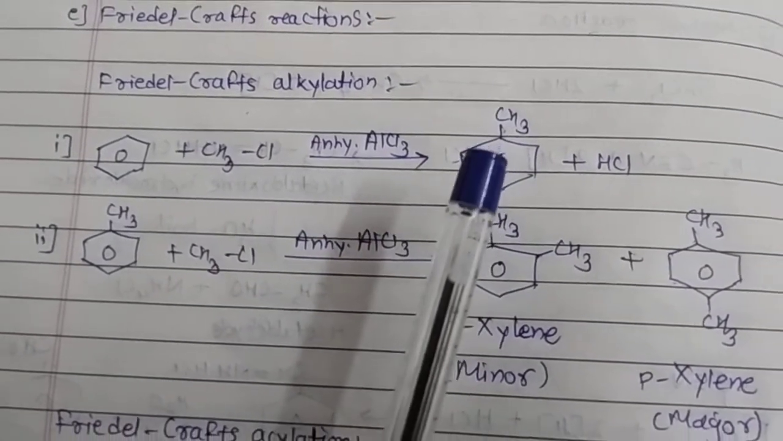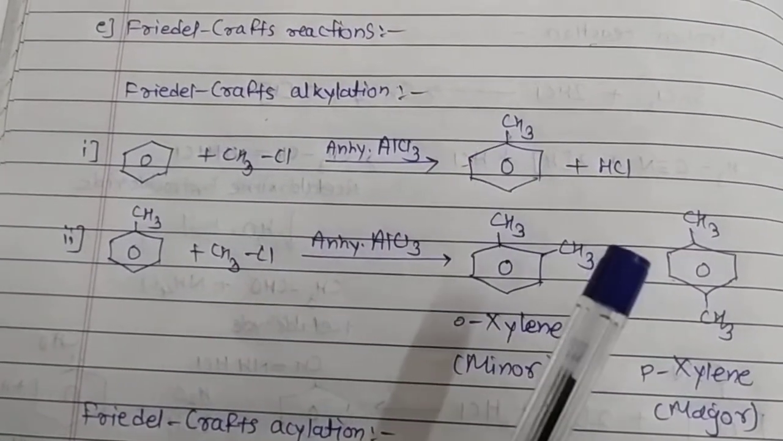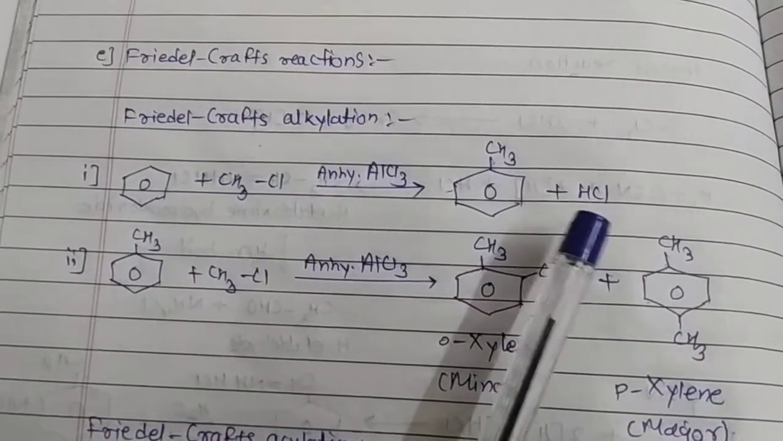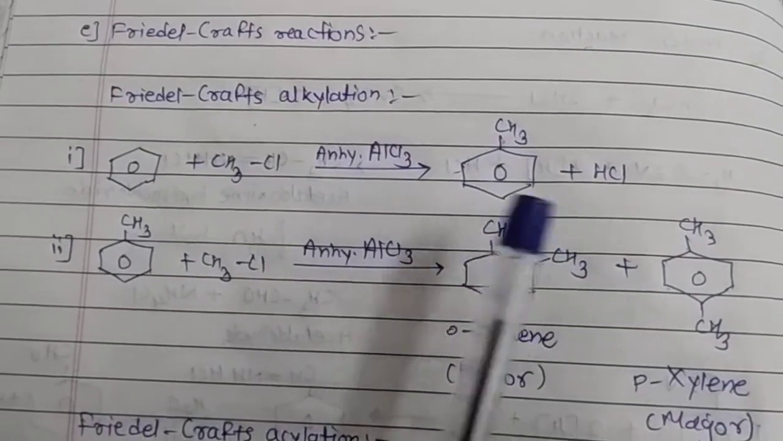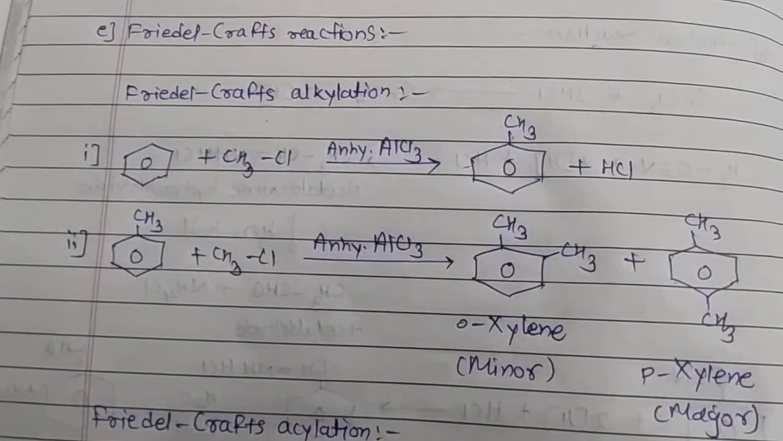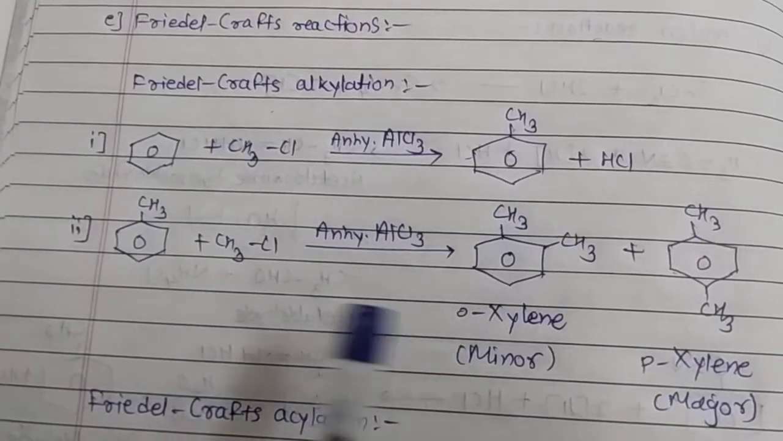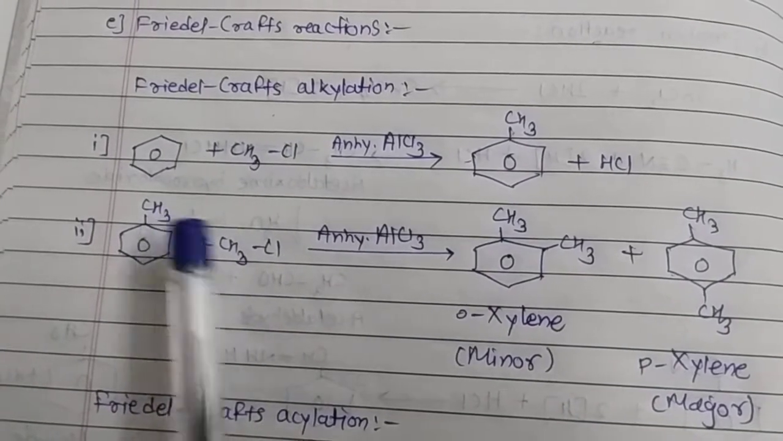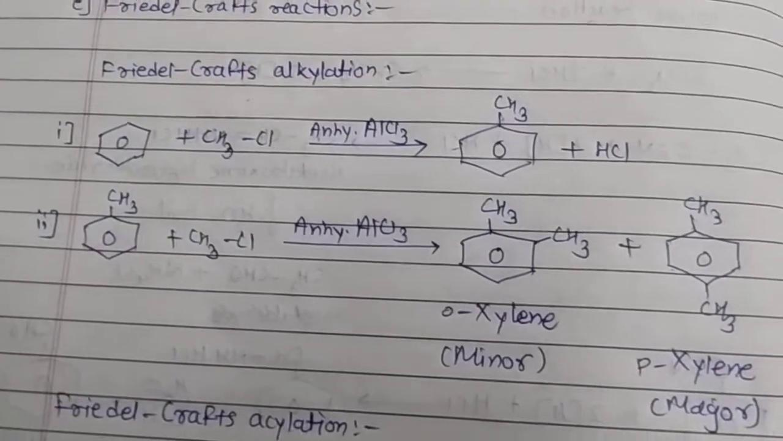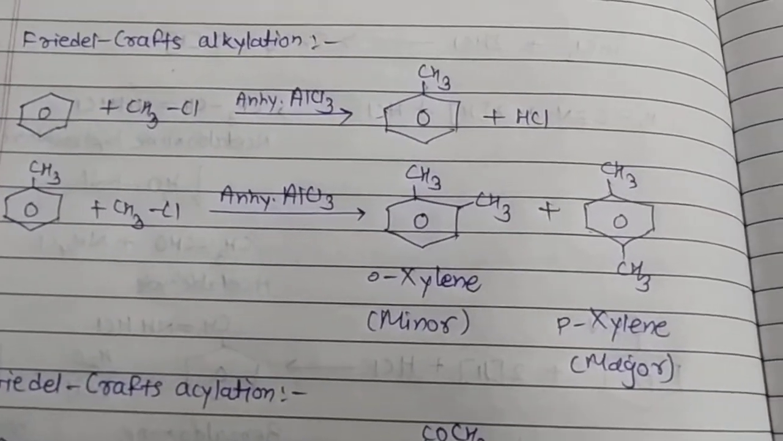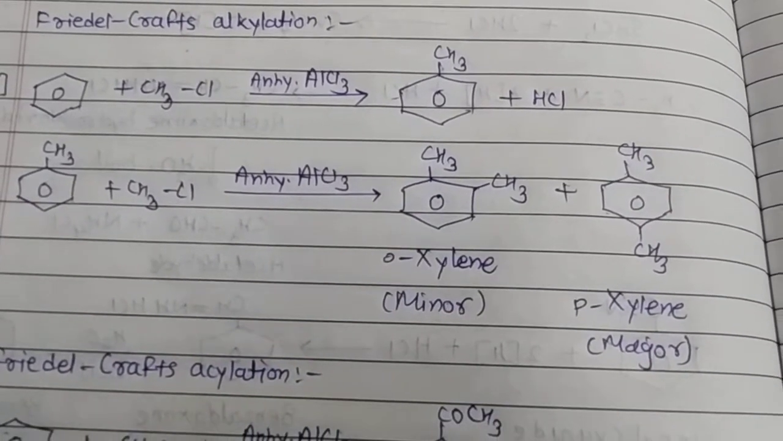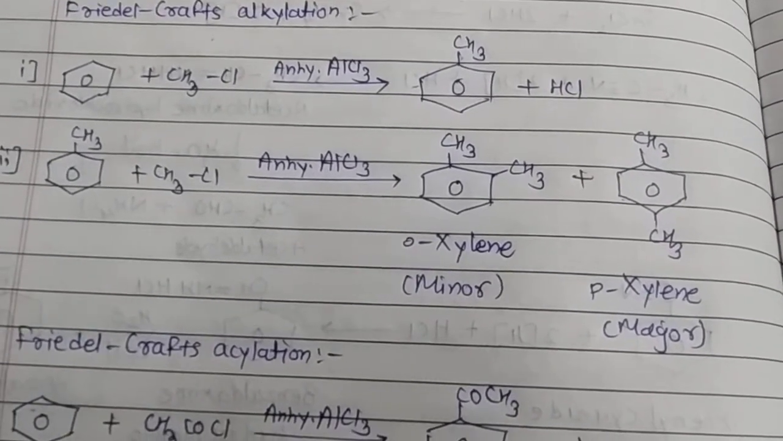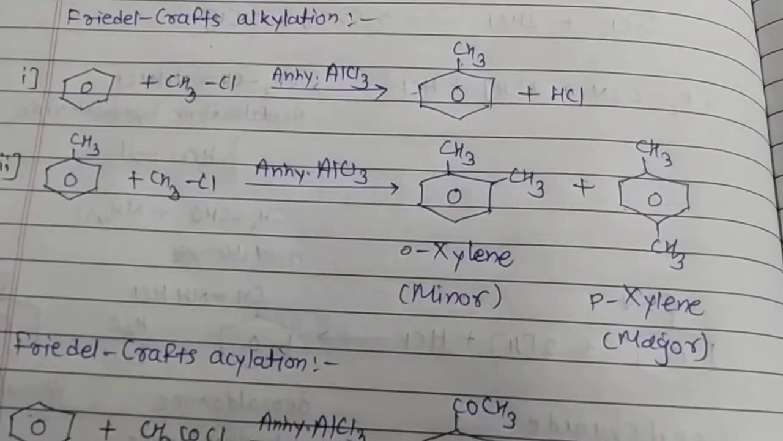So after substitution, hydrogen is replaced from benzene and CH3 is there in place of hydrogen. That hydrogen from benzene and this Cl minus will give HCl as the byproduct. So from benzene we get toluene by Friedel-Crafts alkylation. Alkyl group is substituted. Same if we do this reaction on toluene, CH3 is an electron donating group. So electron donating groups are ortho and para directing, and we get a mixture of products with methyl chloride in the presence of anhydrous AlCl3 only. So these both are Friedel-Crafts alkylation.